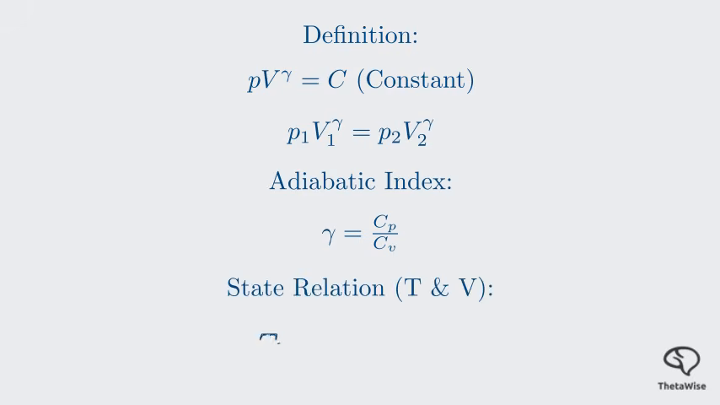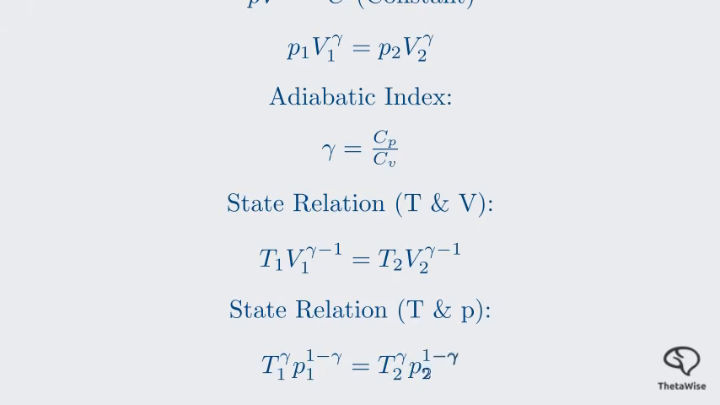The relationship between temperature and volume is T1 V1 to the gamma minus 1 equals T2 V2 to the gamma minus 1. And the relationship between temperature and pressure is T1 to the gamma times P1 to the 1 minus gamma equals T2 to the gamma times P2 to the 1 minus gamma. These are the key equations for solving adiabatic problems.